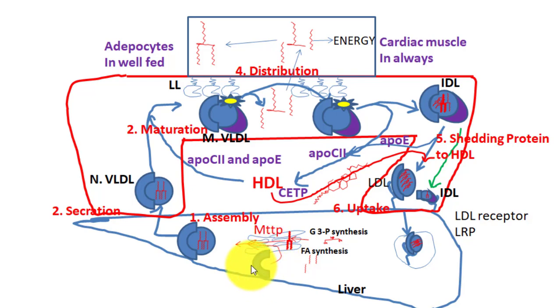This endoplasmic reticulum of the hepatocyte also produces B100 protein. This is B100 protein, though I have not written it anywhere. It is the integral protein of VLDL, IDL and LDL, and on this B100 protein these triglycerides are loaded. Some cholesterol and other lipid will also be there, but not that much cholesterol; predominantly triglyceride will be loaded here.